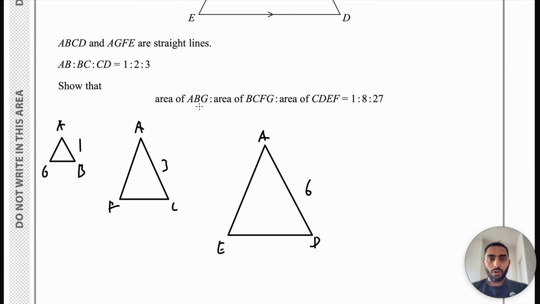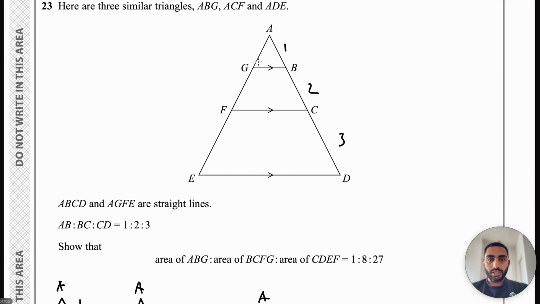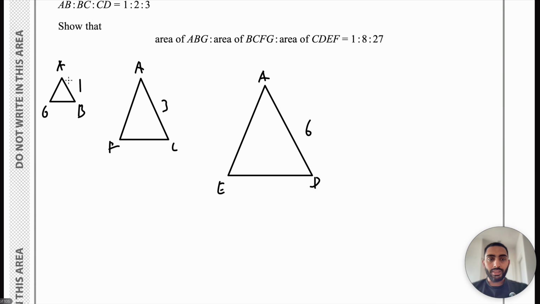Show that the area of ABG, this triangle, to the area of BCFG, this trapezium, to the area of CDEF, this trapezium, is 1 to 8 to 27. Let's first work out the areas of these triangles. We know the ratio of the length scale factor is 1 to 3 to 6. So the area scale factor, because I know the length scale factors are x, would be x squared. So I just need to square all of these. 1 squared is 1, 3 squared is 9, and 6 squared is 36.